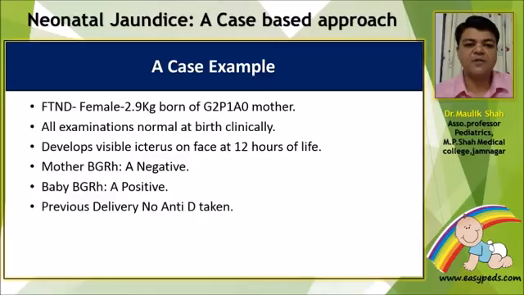A full-term normal delivered female child of 2.9 kg, born of a second gravida mother, whose all clinical examinations at birth were normal, develops icterus at 12 hours of life. The mother's blood group and Rh was A negative. The baby's blood group and Rh typification was A positive. The history was suggestive that the previous delivery went off well, but there was no anti-D taken by the mother.